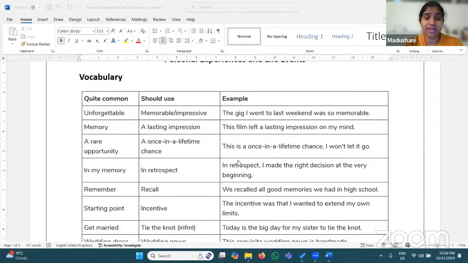That's really nice, නේද? Yeah, the film left a memory on my mind කියනවට වඩා මතකයක් ඉතුරු කළා කියලා කියනවට වඩා නේද? කියන්නේ memory කියන word එකකින් කියනවට වඩා a lasting impression කියලා කියන එක. Yes. Yeah, a lasting impression. They made a lasting impression in my heart. Yeah, this film left a lasting impression on my mind. Memory. So unforgettable with what? Memorable or impressive. Memory is with a lasting impression.